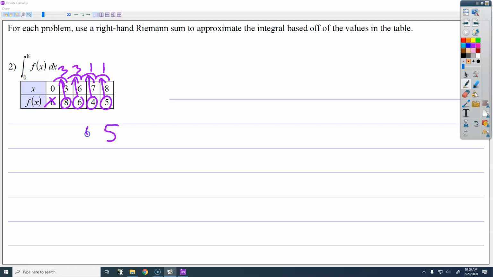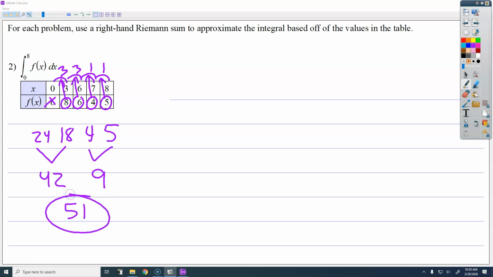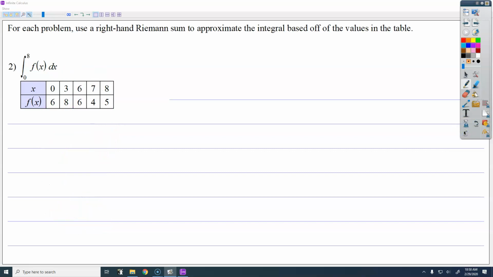So we have 5, 4, 18, and 24. 51 would be the estimated value of that integral using a right-hand Riemann sum. All right, moving on to our next question.